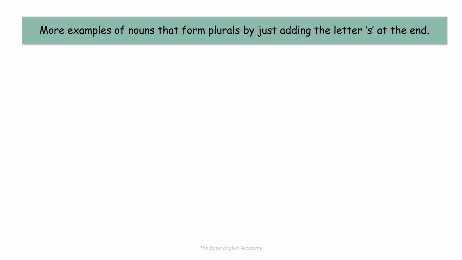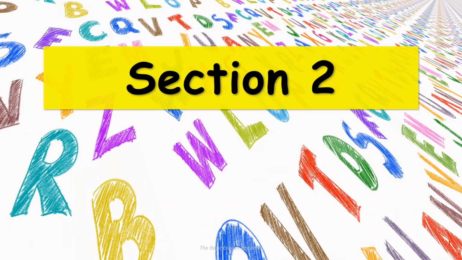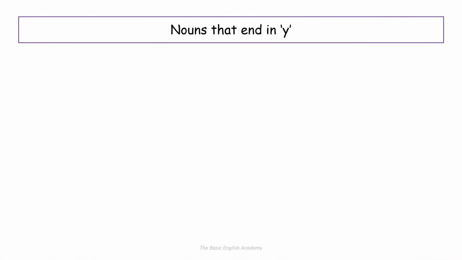So let us look at more examples of nouns that form plurals by just adding the letter S at the end of the singular noun. These nouns are called regular plural nouns. These are plural nouns that are formed by the addition of just the letter S at the end of the singular. In this section, we are going to be looking at nouns that end in the letter Y.